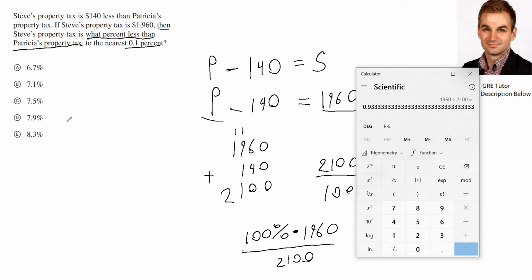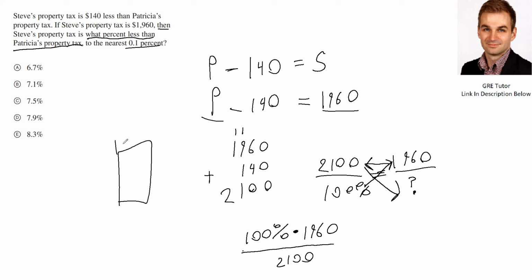Now you know none of those answers are 93%, and that's because we don't want to know what percentage of the 2,100 1960 is. That's what we just found. We want to know how much you went down from 100%. So you have to take 1 minus this answer. Alright, so in other words, 100% is 2,100. 93%-ish is 1960. So what percentage did we go down?